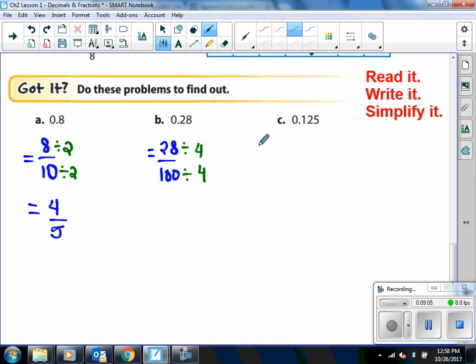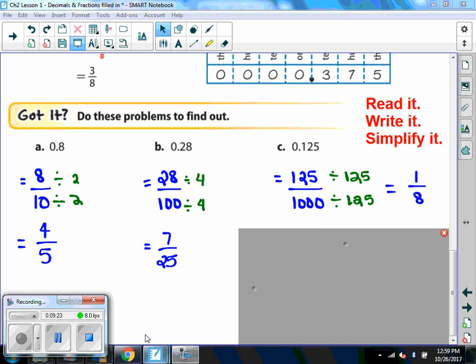Perfect. How about you guys do letter C on your own? There's your answer. Did you get it? All right, very good. Now, what I was saying, if you couldn't see that you can divide by 125 immediately, then here you can do multiple numbers. Okay, so you can simplify little by little if you need to.